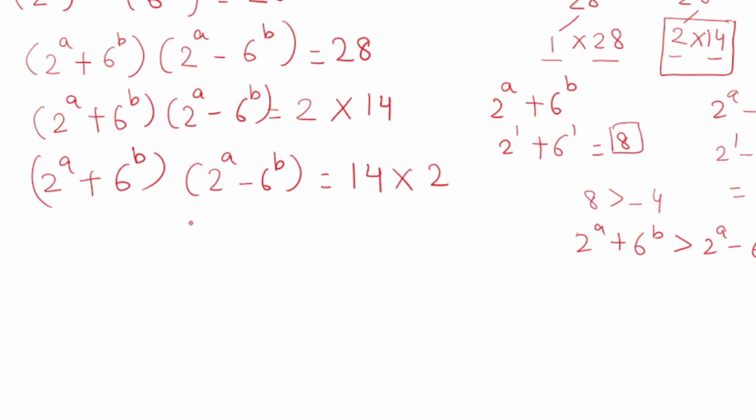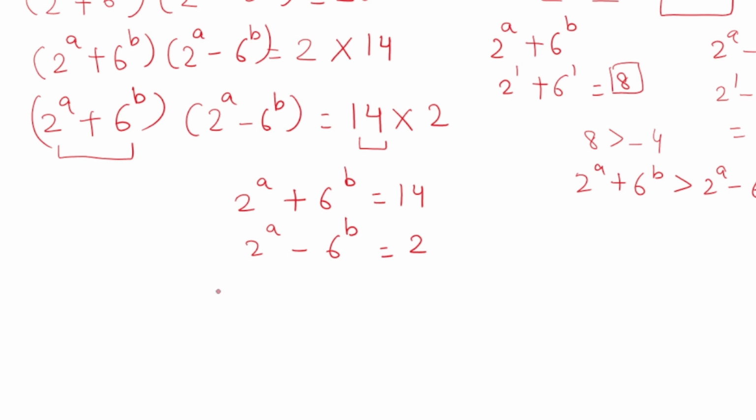I'm going to form 2^a + 6^b, which will be written as equal to 14, and 2^a - 6^b will be written as 2. Now we will use two-step linear equations, or two simultaneous equations, to solve this. So I will be adding these two equations, right?